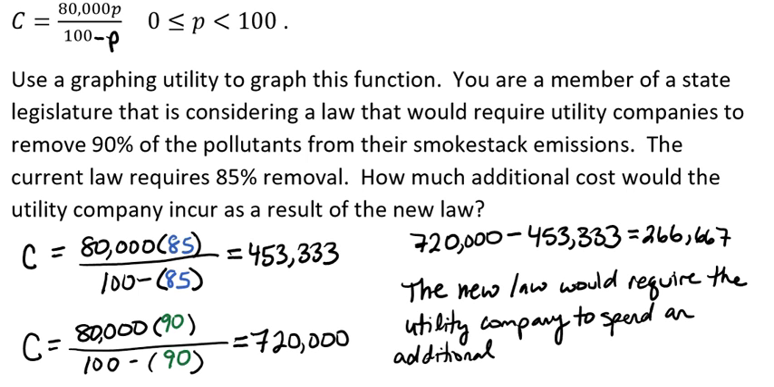So the new law would require the utility company to spend an additional $266,667. And so this was an example of a vertical asymptote in a real life situation.